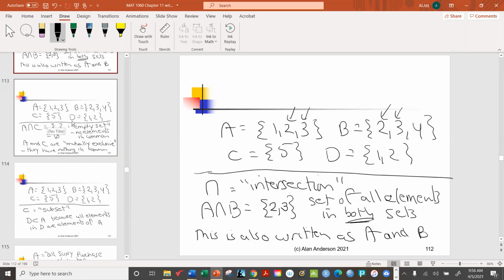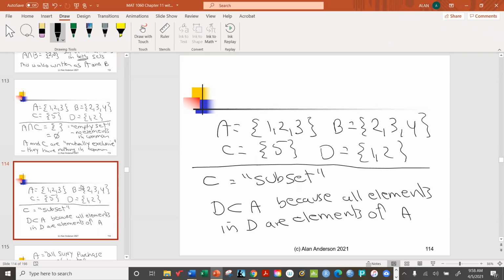Okay, so what else is there that you may have encountered in your past math travels? Here's another possibility that you've seen or not seen. If not, it's okay. We're doing it right now. And that is the concept of subset. Now, if you look carefully, it says D is a subset of A. All the elements in D are also elements of A. And so we say that D is a subset of A because all the elements in D are also elements of A.